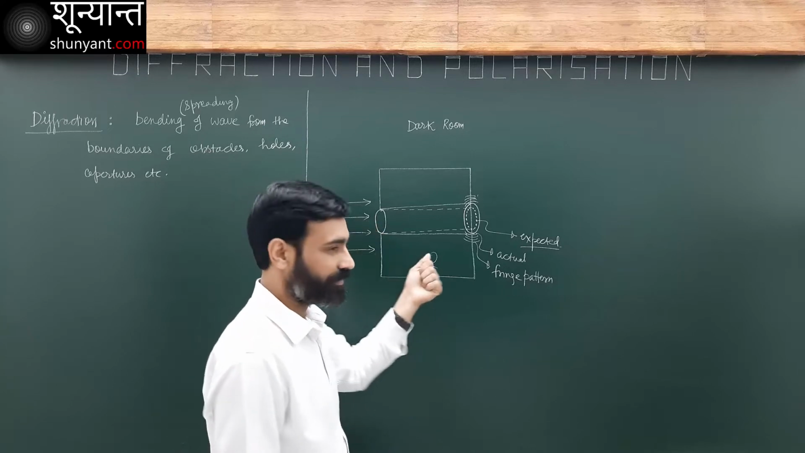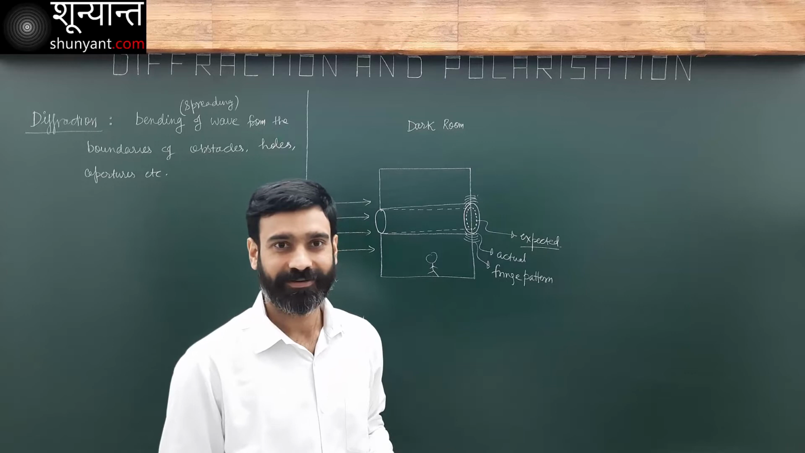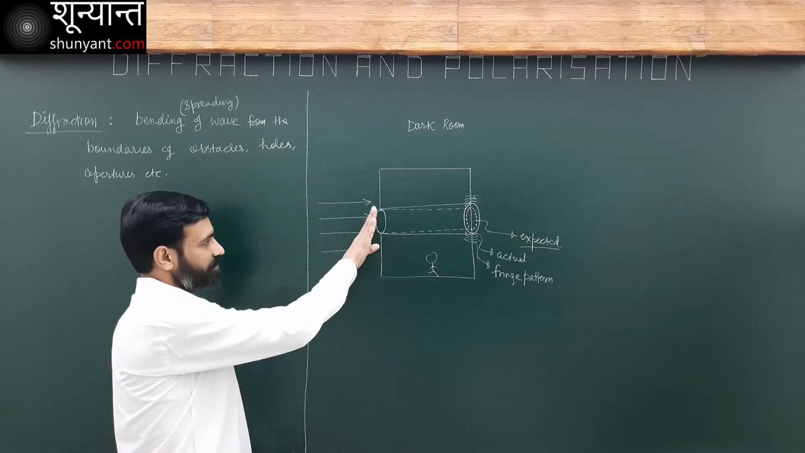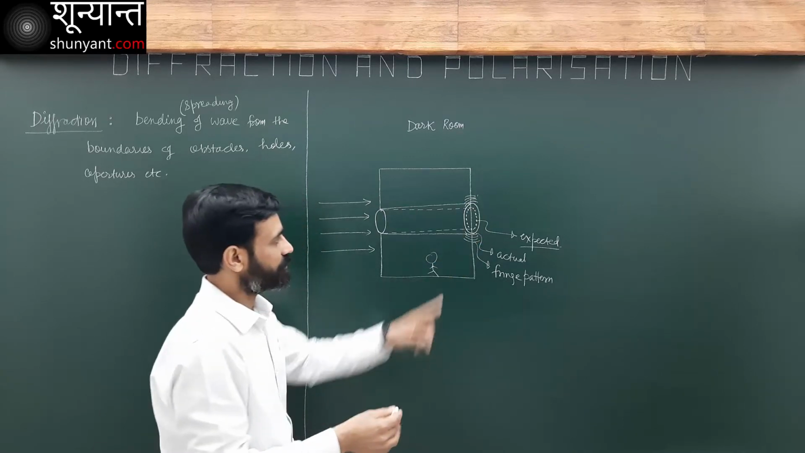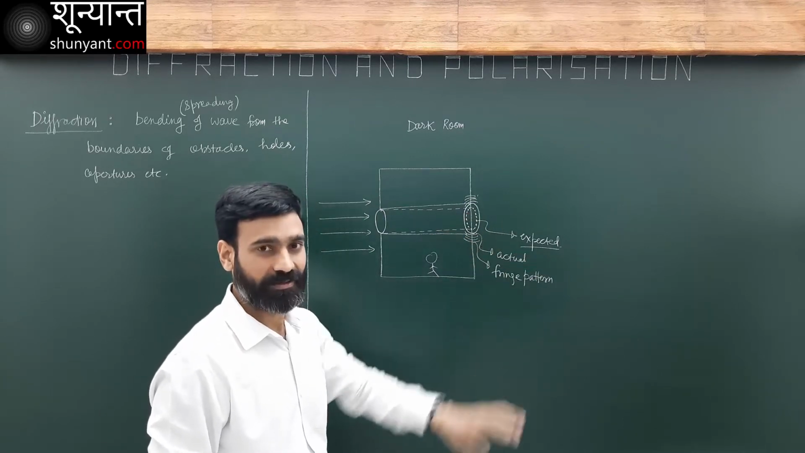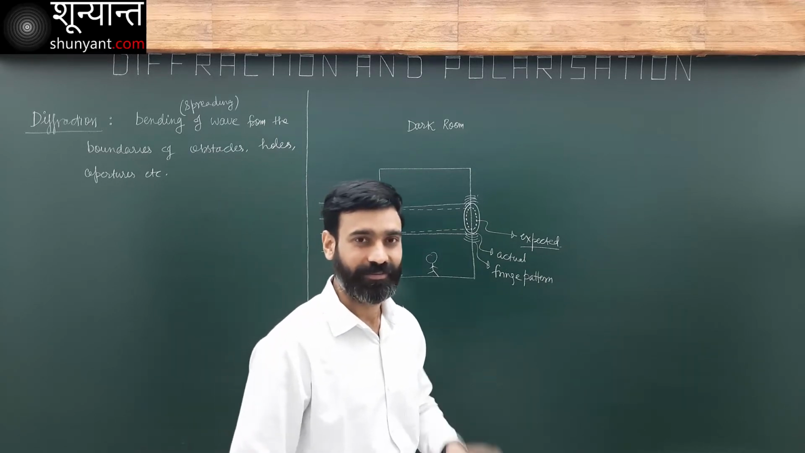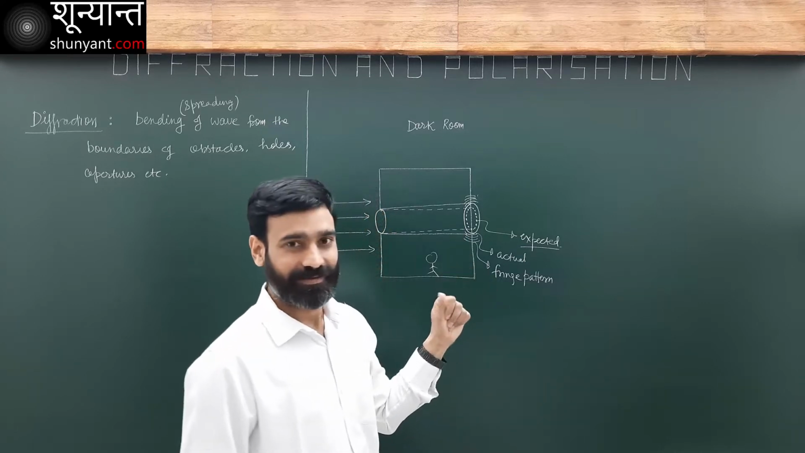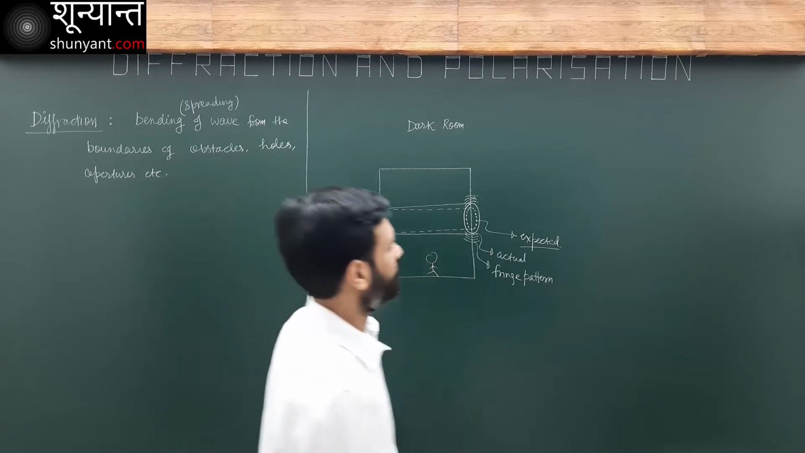Now if light is a particle, this is absolutely impossible. If I throw particles in this direction, I can expect particles only in this dotted region, the expected region. It does not happen. It's a wave. Light is absolutely a wave. So this is one simple experiment. Let's look at one more.